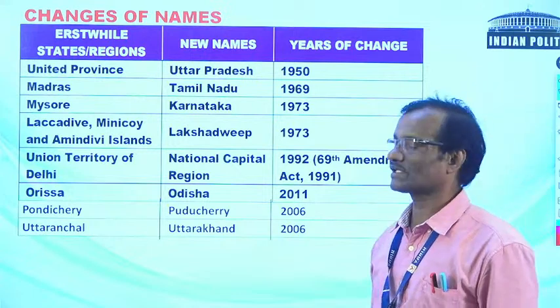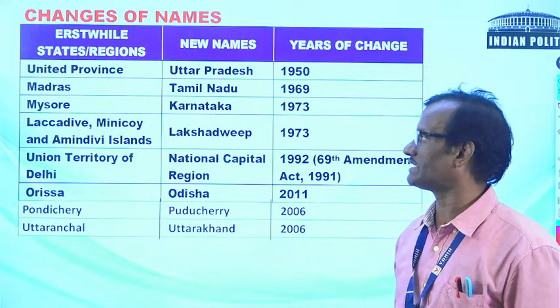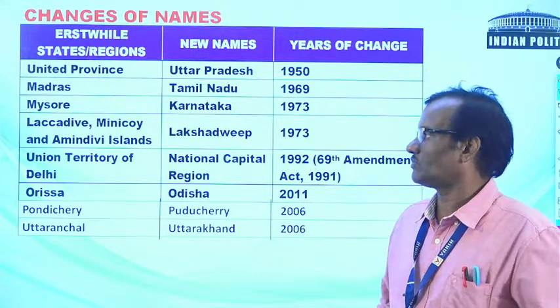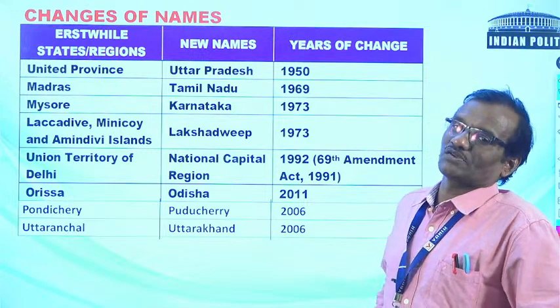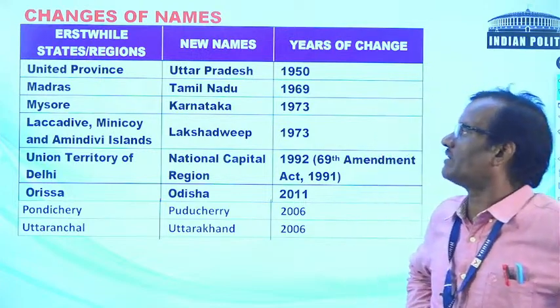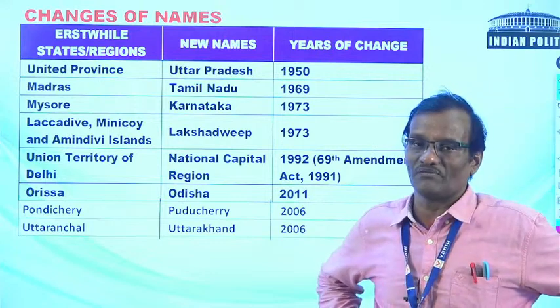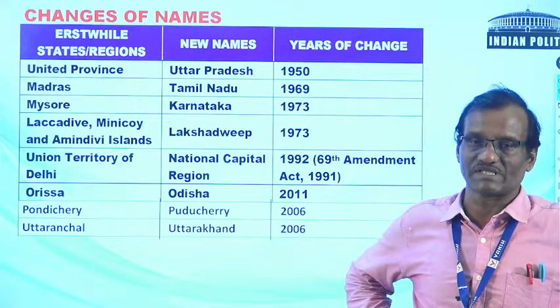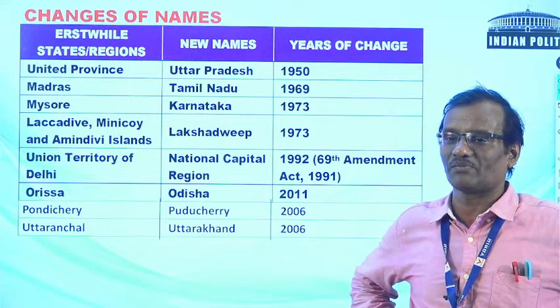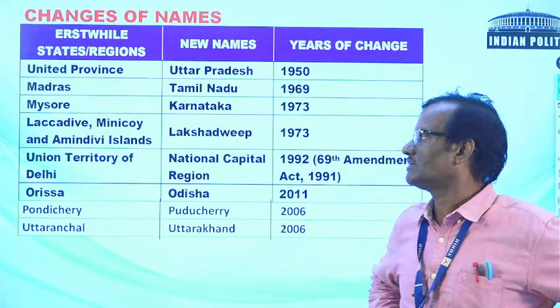Now we shall focus on certain changes. Remember, the change of the name of a state can be done by Parliament alone. A bill is passed by simple majority, and since independence many states have had their names changed. United Provinces became Uttar Pradesh, the first state after independence to have its name changed.